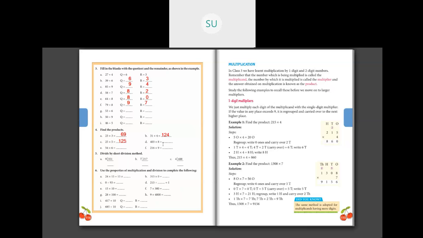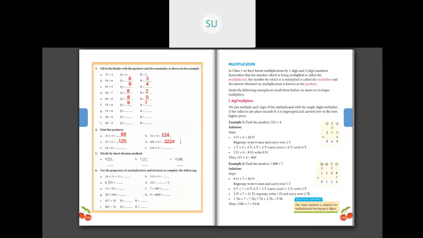Okay, so 403 into 8. So how will you do 403 into 8? 8 threes are 24. So we write 4 and carry over 2. Then 8 zeros are 0, and 0 plus 2 which we have carried over, that will be 2. And 8 fours are how much? 8 fours are 32. So the answer is 3224.